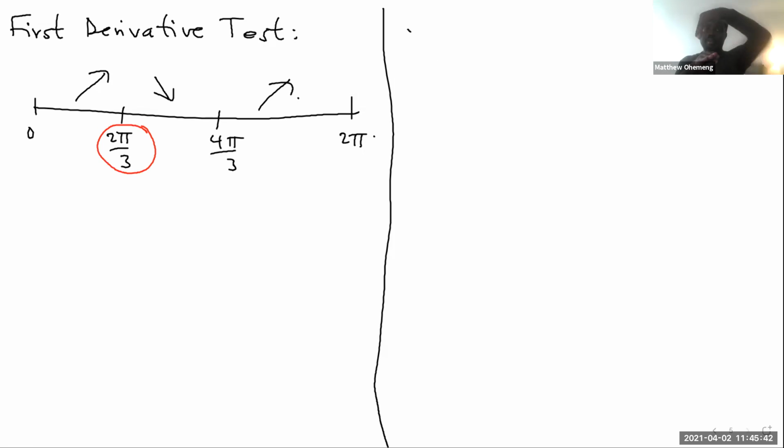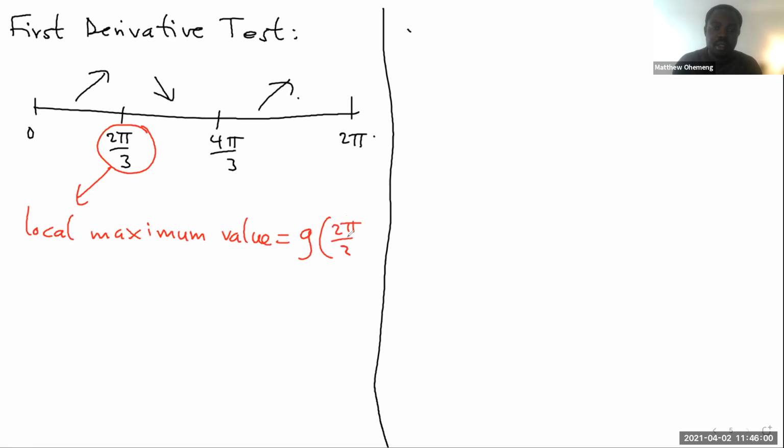Is there a minimum or a local maximum there? Maximum. Perfect. It's a maximum. Right? So here we can say that the local maximum value will be equal to what? The function evaluated at what? At that point.